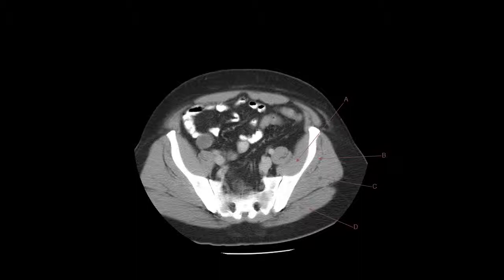Here's muscles that are good as well. So you got your iliacus muscle right inside the ilium. You got your gluteus minimus, which is the most internal muscle out here. You got your gluteus medius and your gluteus maximus, which is far out.